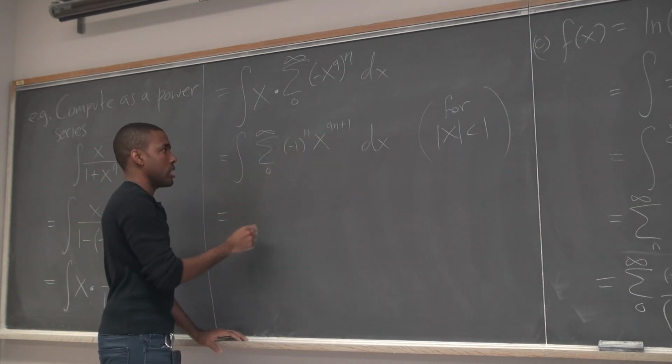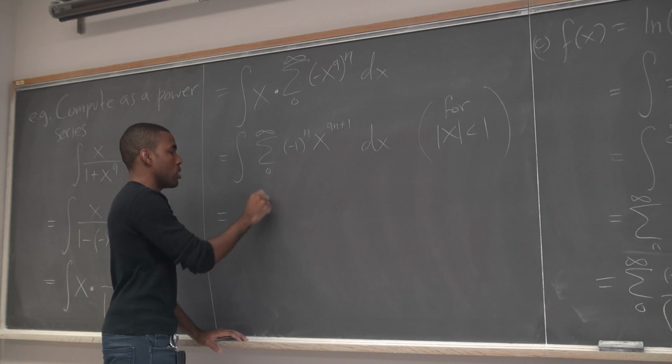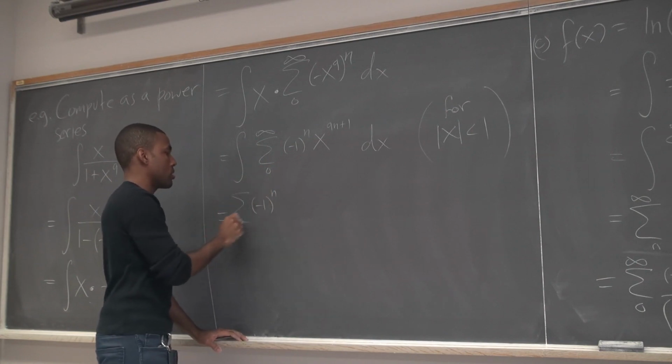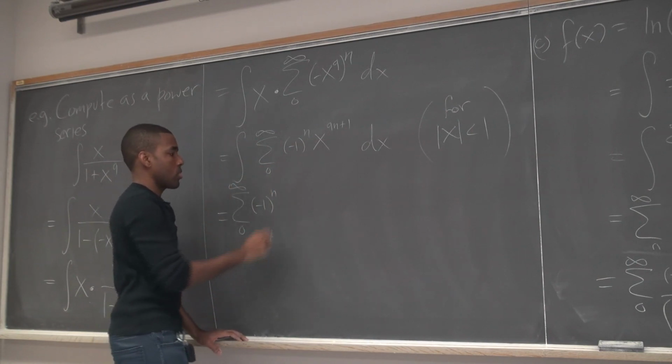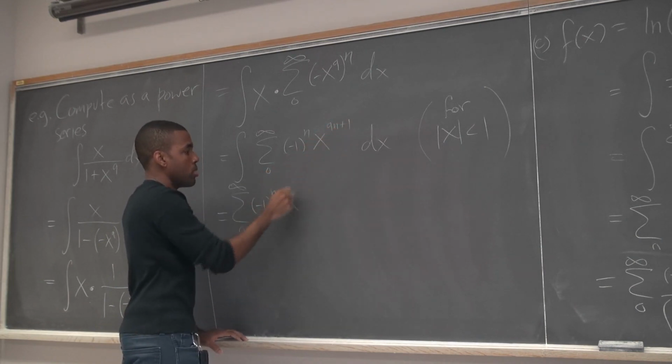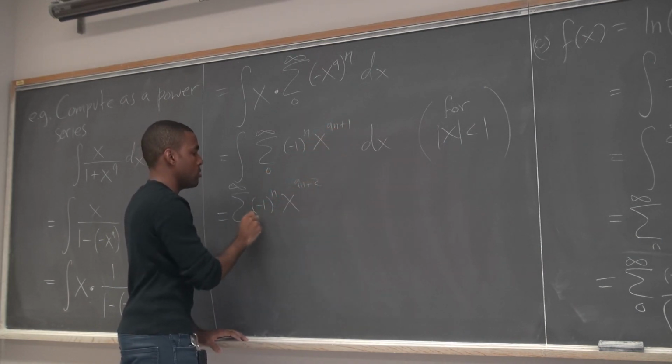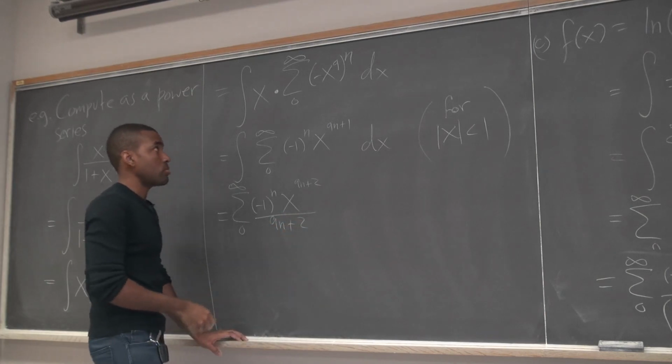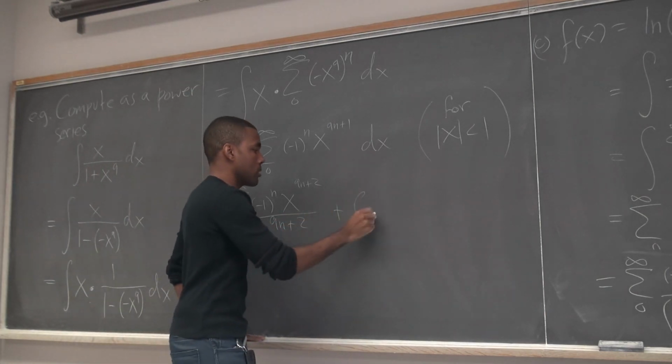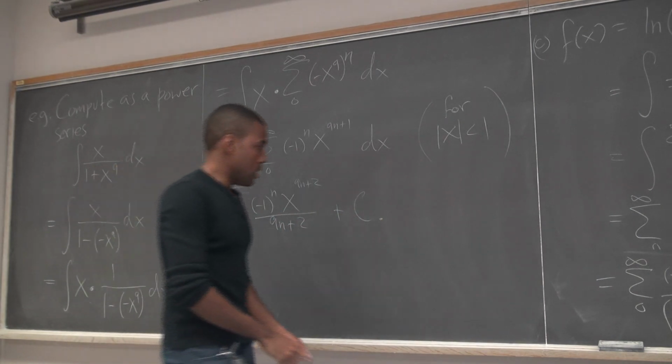I just integrate this. So it's minus 1 to the n, x to the, add 1 to the power, 9n plus 2, divided by the new power, 9n plus 2. Of course, plus c. So now here's the idea.